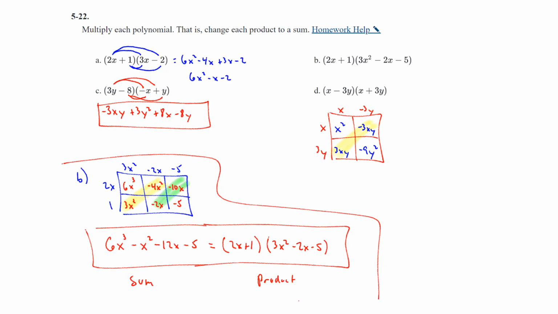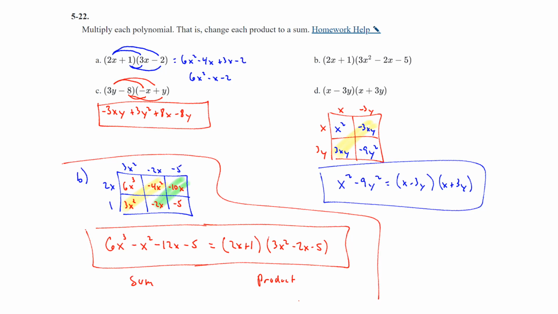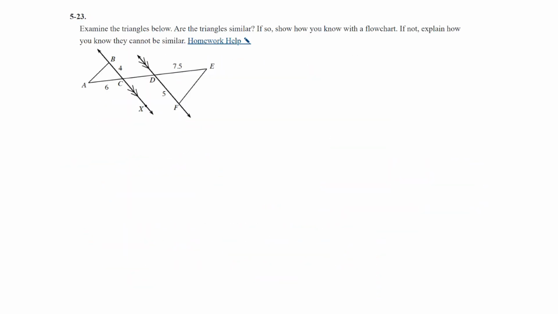And so, get rid of that line there. That means the final answer would be x squared minus 9y squared. And I'll write kind of the full answer here. That's equal to x minus 3y times x plus 3y. And that's really the way I should have written the other ones on top as well, where 6x squared minus x is equal to 2x plus 1 and 3x minus 2. So that's how you multiply polynomials, using the generic rectangle or the distributive property.